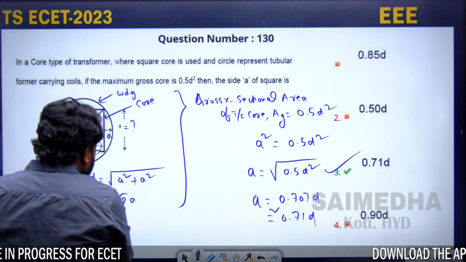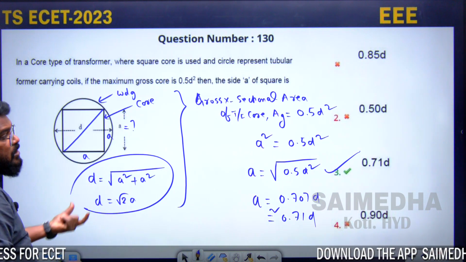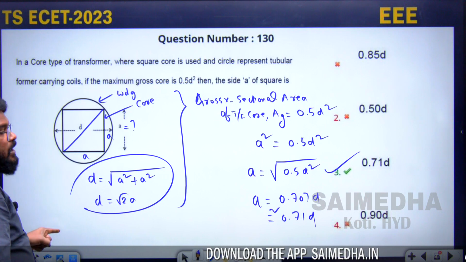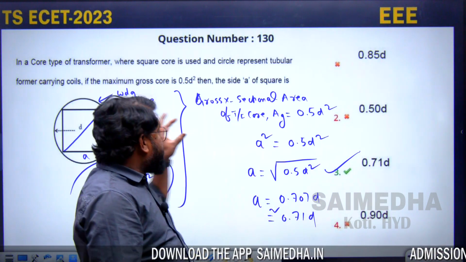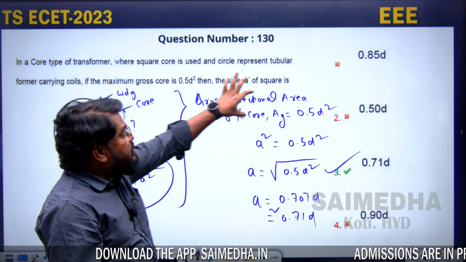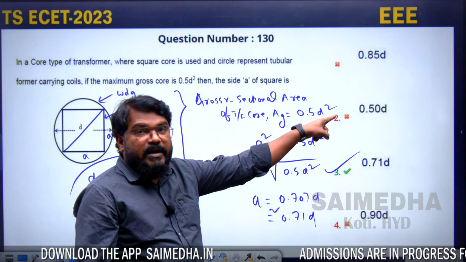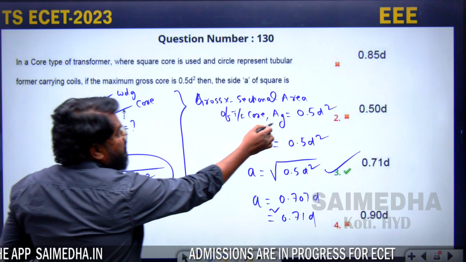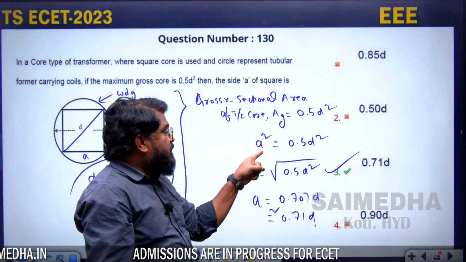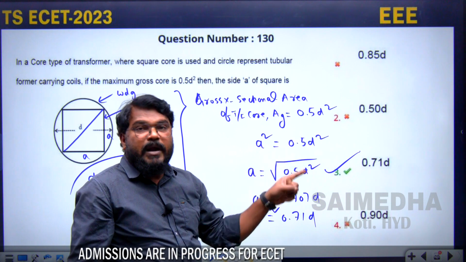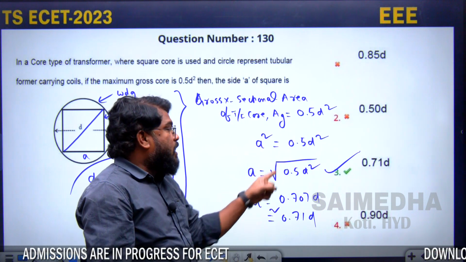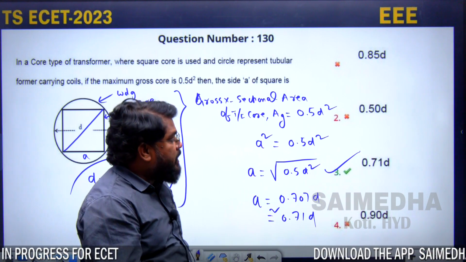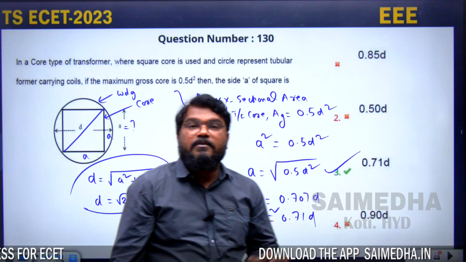Here no need to find out the diameter. Suppose if it is asked about the square, we can find out the area of the circle also, but we require only the size A. So this area is given directly as 0.5 D square. Now we can write area of the square is equal to A into A, that is A square. Now what is the relation between these two? A square is equal to 0.5 D square and A is equal to under root of 0.5, so that is equal to 0.71 times of D. So option 3 is the correct answer for this question.